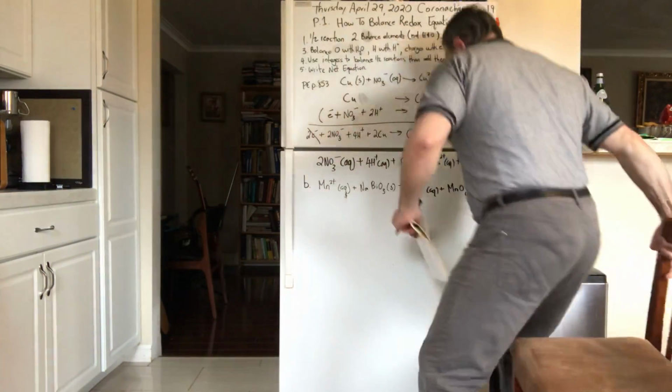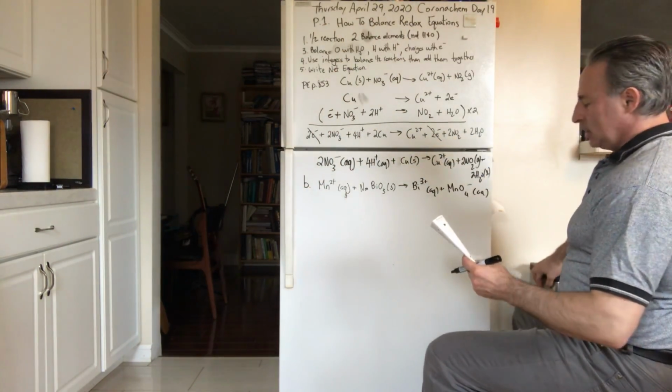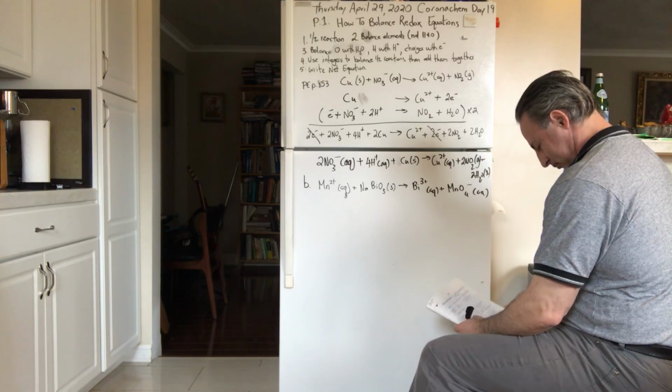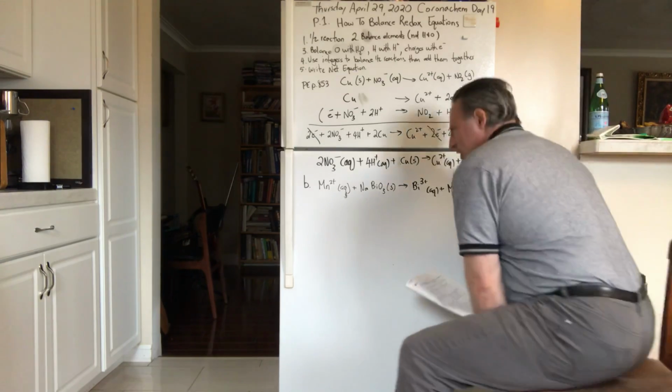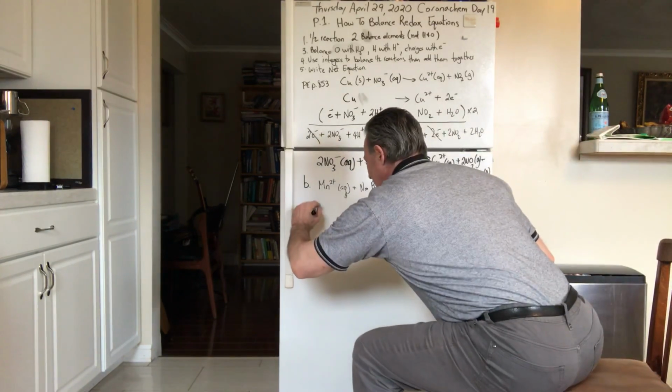Begin by separating the half reactions. Maybe because I'm left-handed, I should sit on the other side. Let's see if that works better. So we'll start off by separating the half reactions.